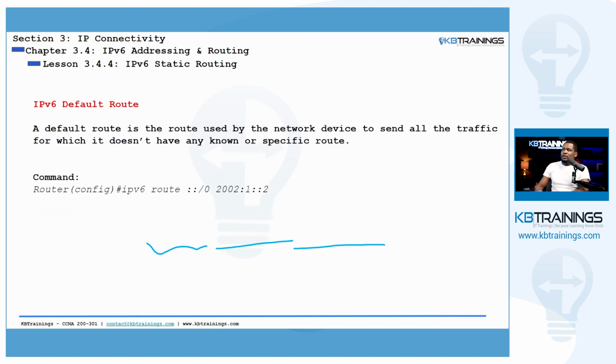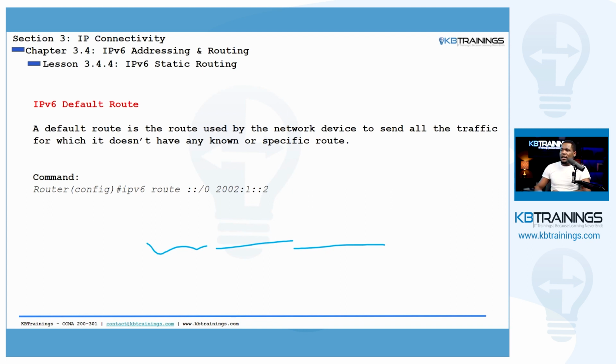All right, let's talk about the IPv6 default route. This is the route where a router or layer 3 device sends all the traffic for which it doesn't have a specified route or a known route. So if you don't have any route for specific traffic, you use the default route to reach the next hop.